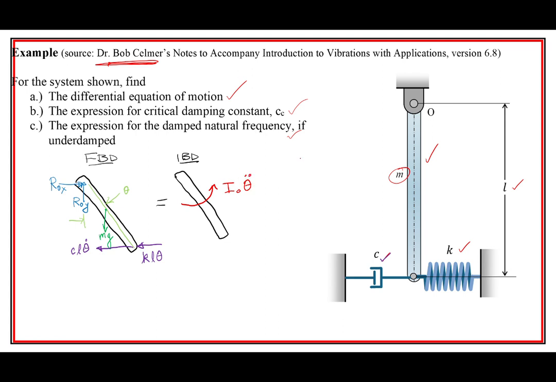Now, one thing we know about I_O is going to be, first off, 1/12 mL squared, but then also m times the distance from the center that it had to go, which is L over 2 squared. Oh, not d, L. Now, with the magic of math, you'll find out that that ends up being 1/3 mL squared, because you take 1/12 and add 1/4, and that ends up being 1/3. So, we'll take the sum of the moments about O equal to I_O times theta double dot.